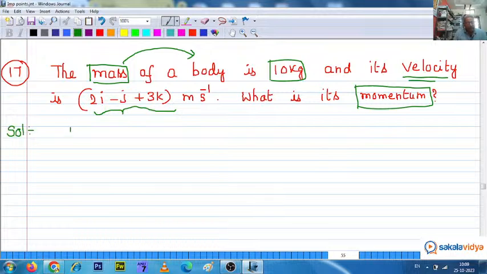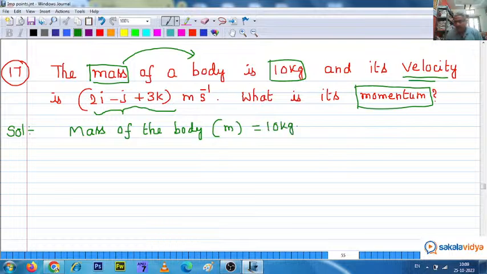What is given? The mass of the body. This is the given data. Say m is equal to 10 kg. This is scalar. The next, velocity is given, that is v bar vector 2i minus j plus 3k meter per second. Next, you need to find the linear momentum.